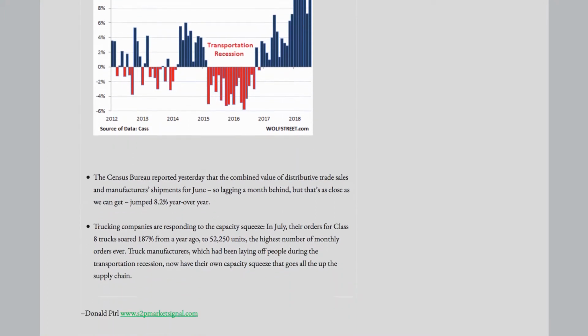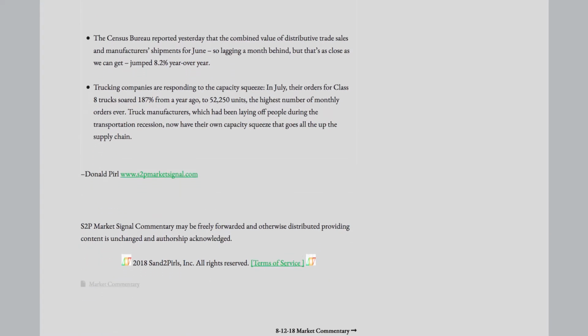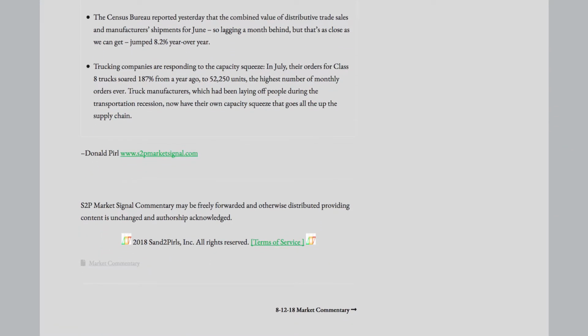Trucking companies are responding to the capacity squeeze. In July, their orders for Class 8 trucks soared 187% from a year ago to 52,250 units, the highest number of monthly orders ever. Truck manufacturers, which had been laying off people during the transportation recession, now have their own capacity squeeze that goes all the way up the supply chain.